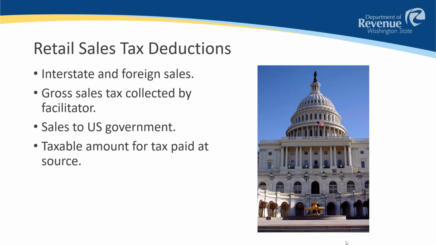Sales to U.S. government. The United States government is not required to pay sales tax. The deduction for sales to U.S. government is for sales made to the U.S. government itself. It does not include sales to government employees or other government jurisdictions, such as the state of Washington or local counties or cities.